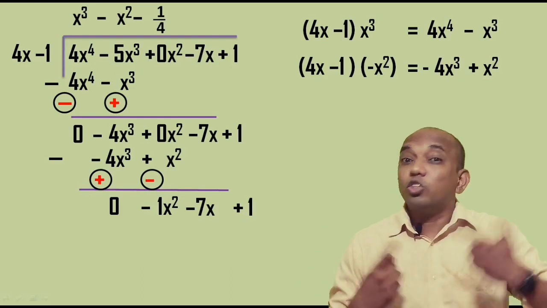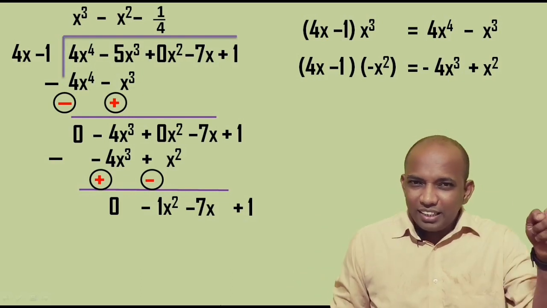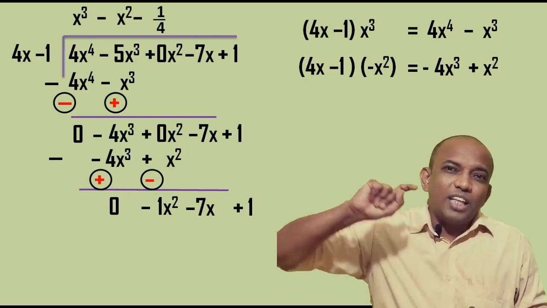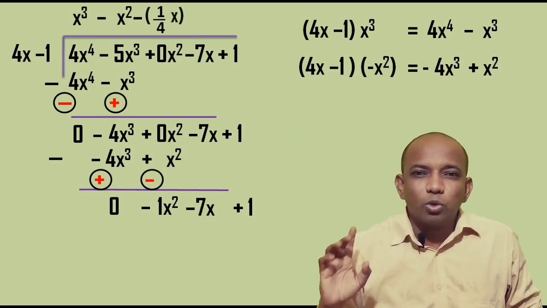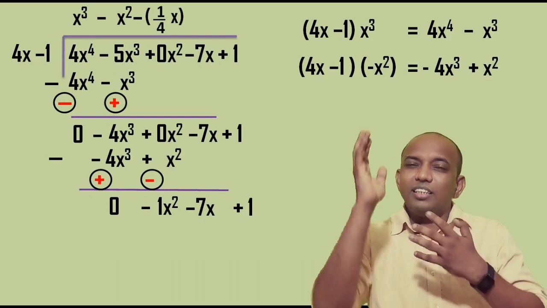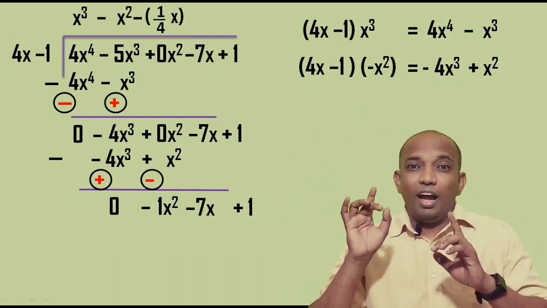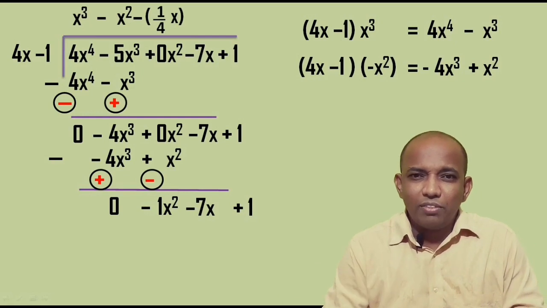That 1 upon 4, check the difference of the variable now. We have x in the divisor, we have x square over here. So single x is remaining. So that single x must be written in the quotient, and that makes it 1 upon 4x or x upon 4 you can write. Okay. And that minus sign is of course surely there.